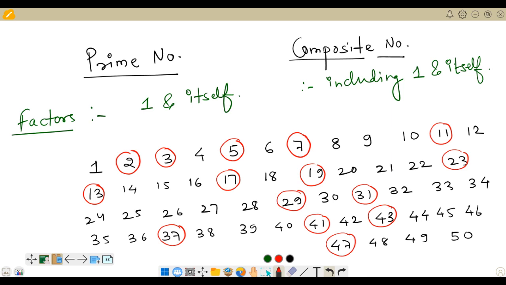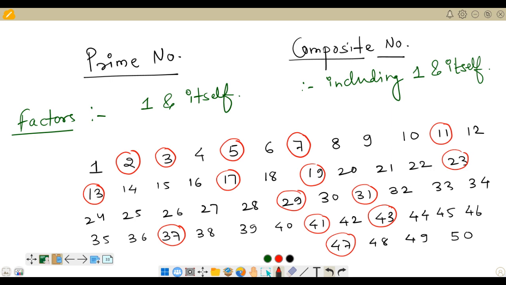how many prime numbers are there? So we have 1, 2, 3, 4, 5, 6, 7, 8, 9, 10, 11, 12, 13, 14, 15 prime numbers in the first 50 numbers. Got it? And the rest of them are composite numbers.